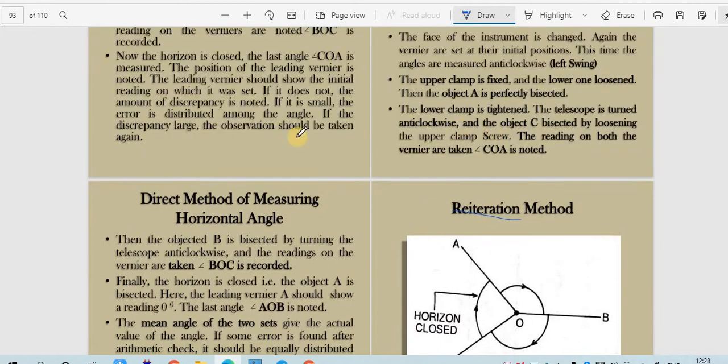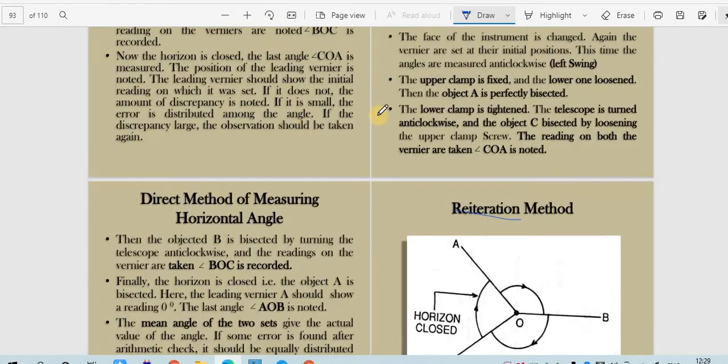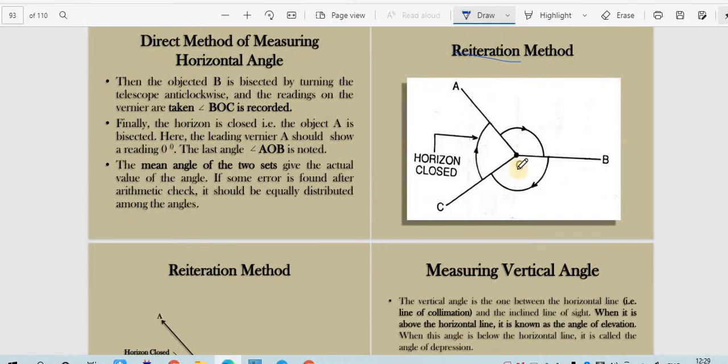Now what you have to do in this iteration method is the same thing you have to adopt. First you will have to set up the instrument at point O. You will have to perform all the temporary adjustments over there. Then you will bring vernier A at 0, vernier B at 180 degrees, after fixing your upper clamping screw and fixing your lower clamping screw and releasing your upper clamping screw. After that, when the vernier is at 0, fix the upper clamp and release the lower clamp and bring the telescope to point A.